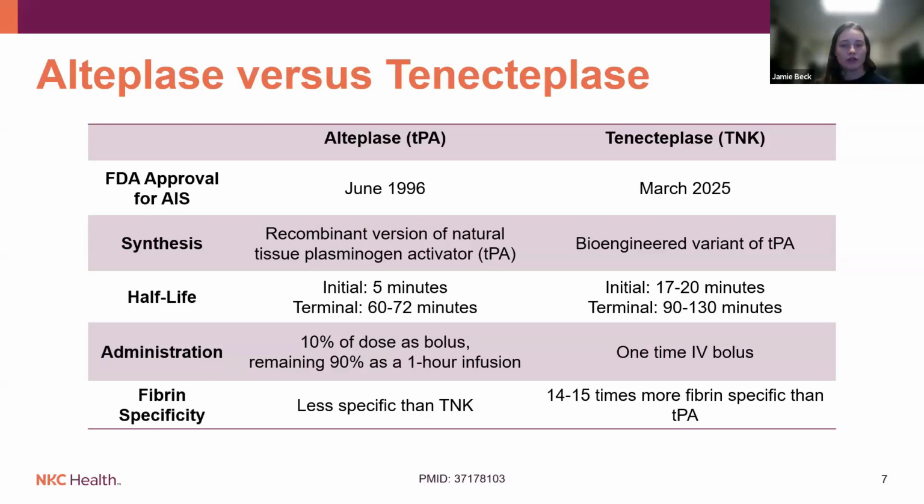Tenecteplase is a bioengineered variant of alteplase. It has an extended initial and terminal half-life compared to alteplase, meaning that it can be administered more conveniently as a one-time bolus instead of as a bolus followed by a 1-hour infusion, which is an obvious advantage. Additionally, tenecteplase is 14 to 15 times more fibrin-specific compared to alteplase, targeting more of the fibrin clot than exhibiting a systemic effect. IV fibrinolytics are indicated for acute ischemic stroke that causes measurable deficit or damage to the patient, whether it's present in a small or a large vessel.